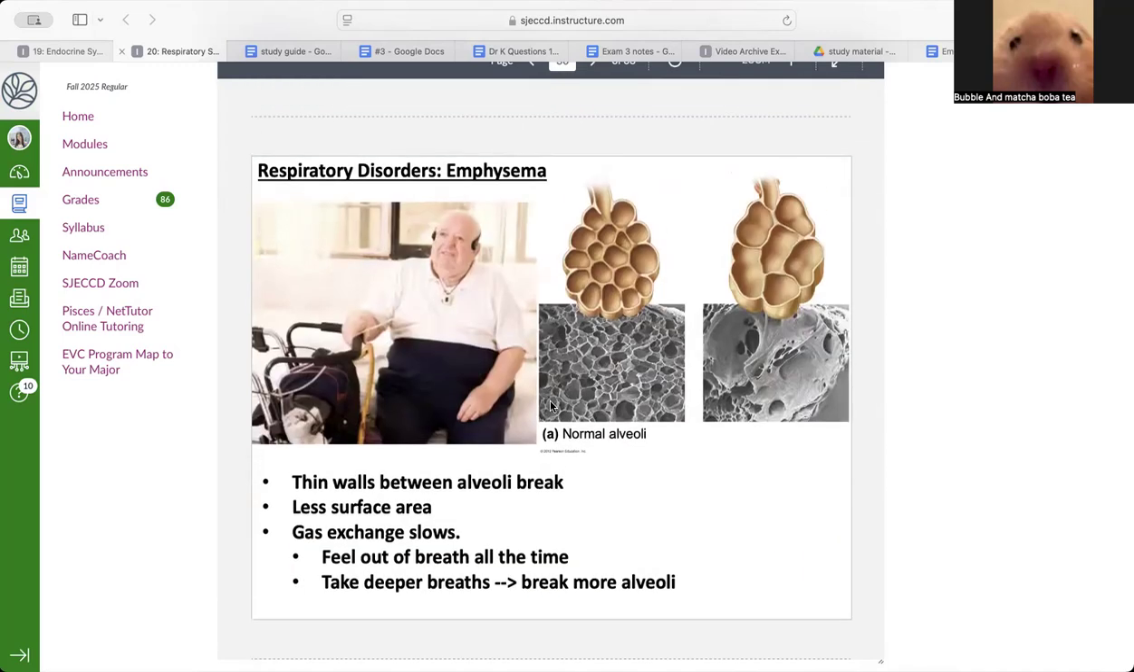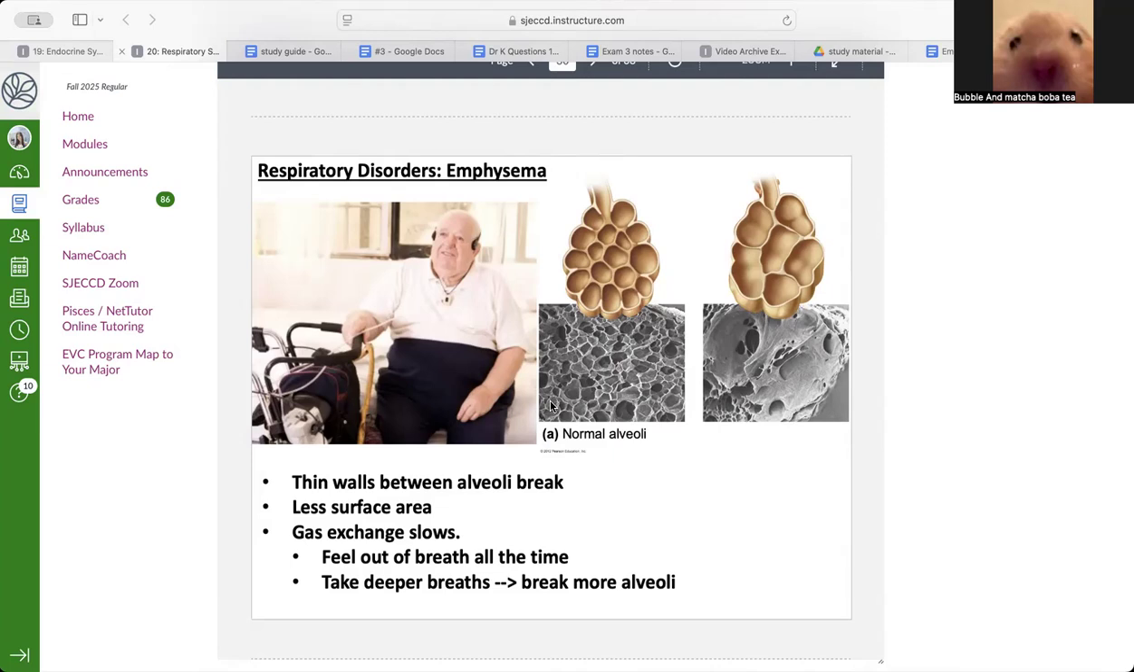Then there's emphysema, where the walls of alveoli are destroyed. The thin walls between alveoli break down. You no longer have as much surface area. You have fewer type 1 alveolar cells, so you can't get as much oxygen, and it slows down the gas exchange between the air you breathe in and your cardiovascular system. So you take a deep breath, right? It breaks more alveoli, and over time your chest will expand. The cause is inflammation in the body and lung irritants.